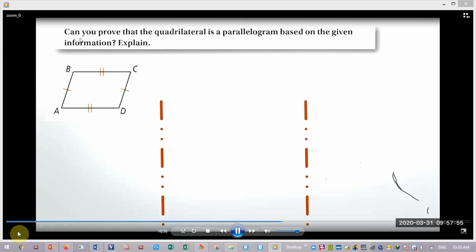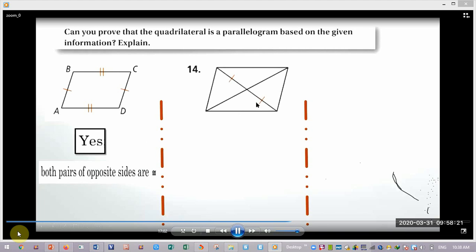Can you prove that the quadrilateral is a parallelogram based on the given information? This shape is a parallelogram for the conditions. This side equals this side and this side equals this side. Each two opposite sides are congruent. Then it's a parallelogram, yes. What's the reason? Both pairs of opposite sides are congruent.